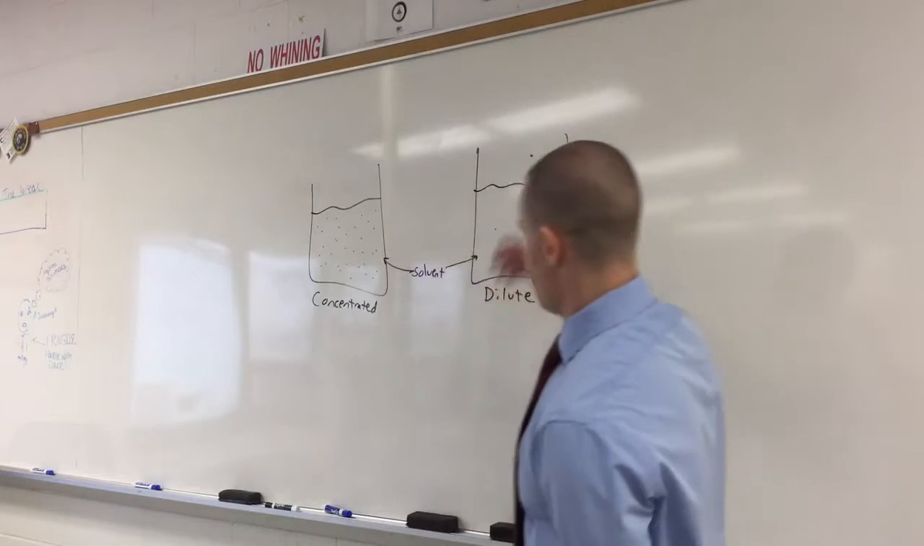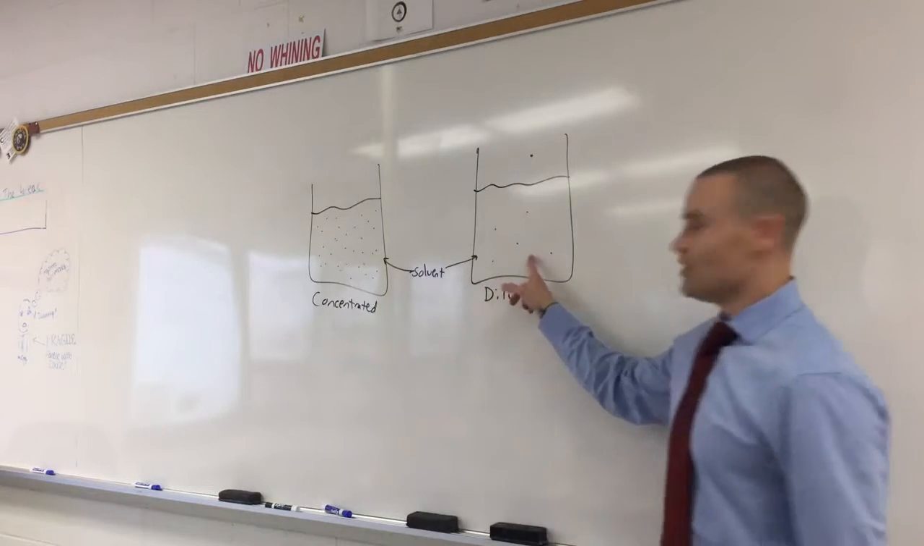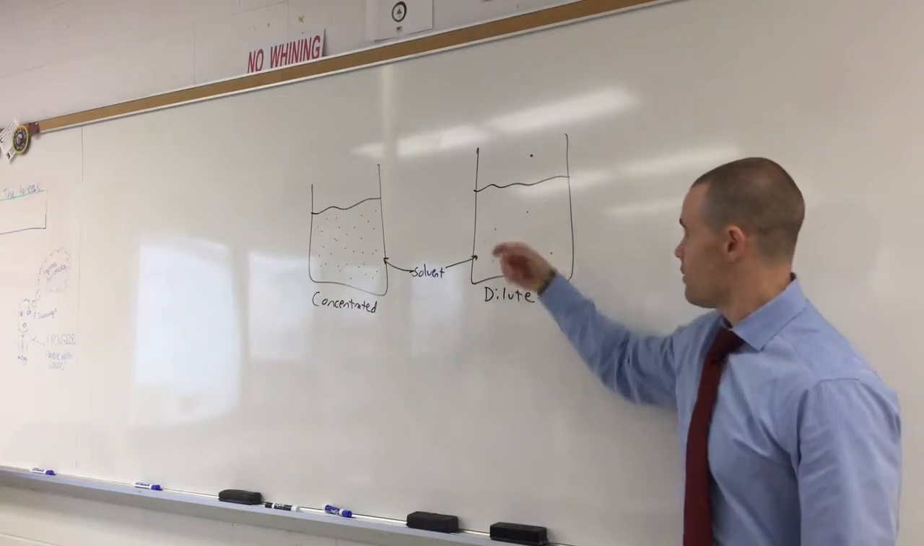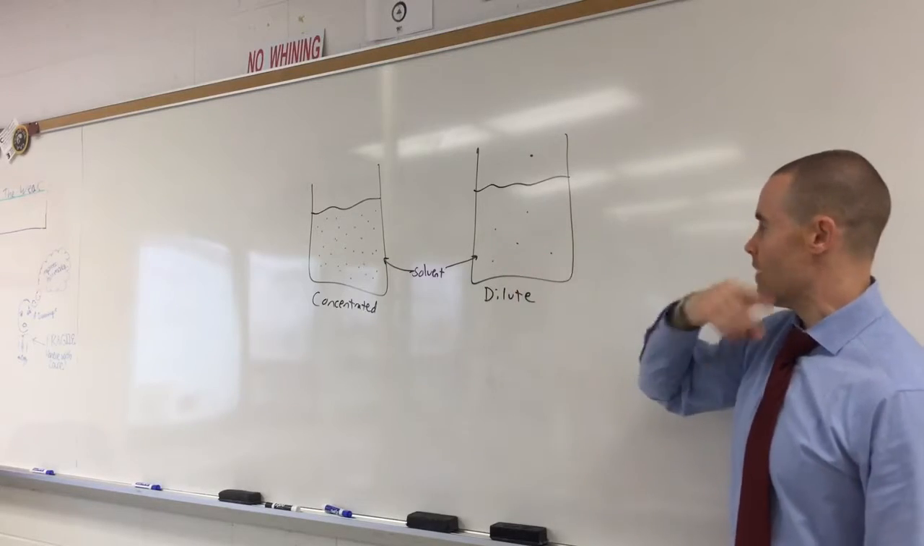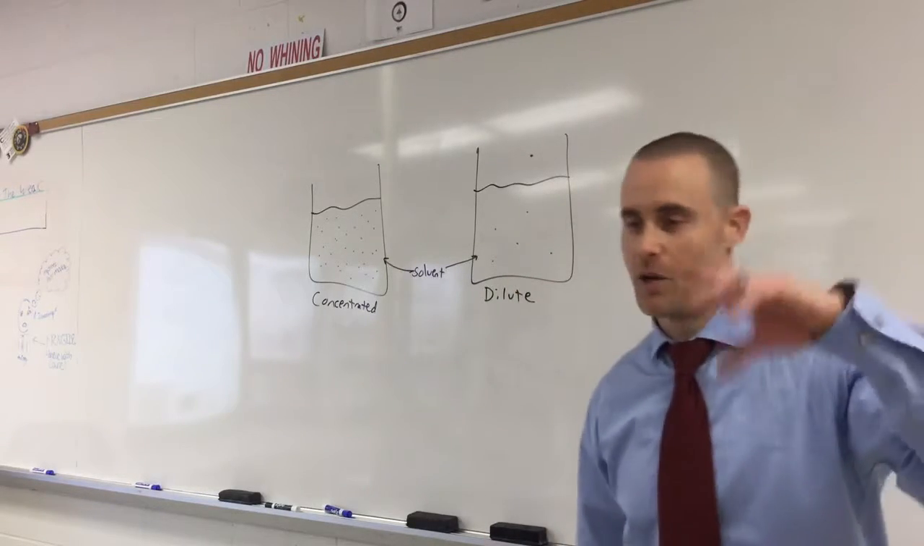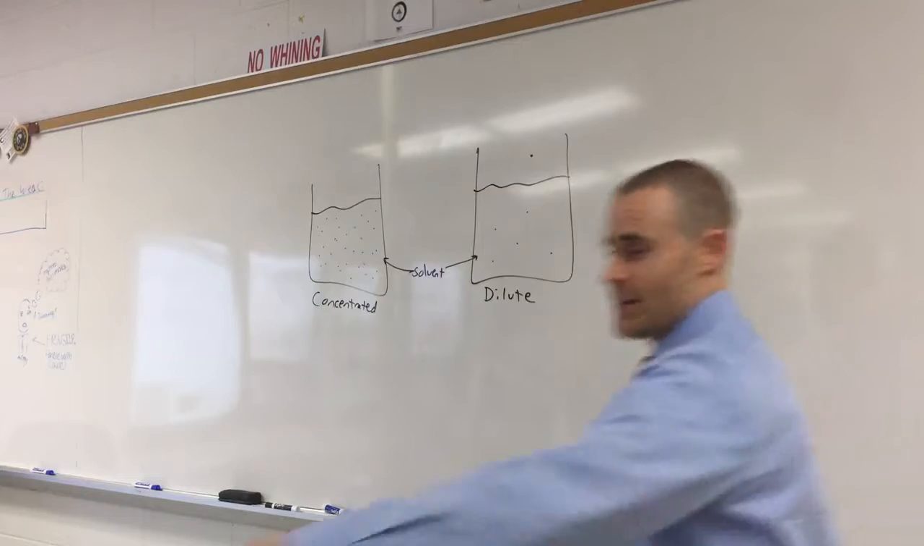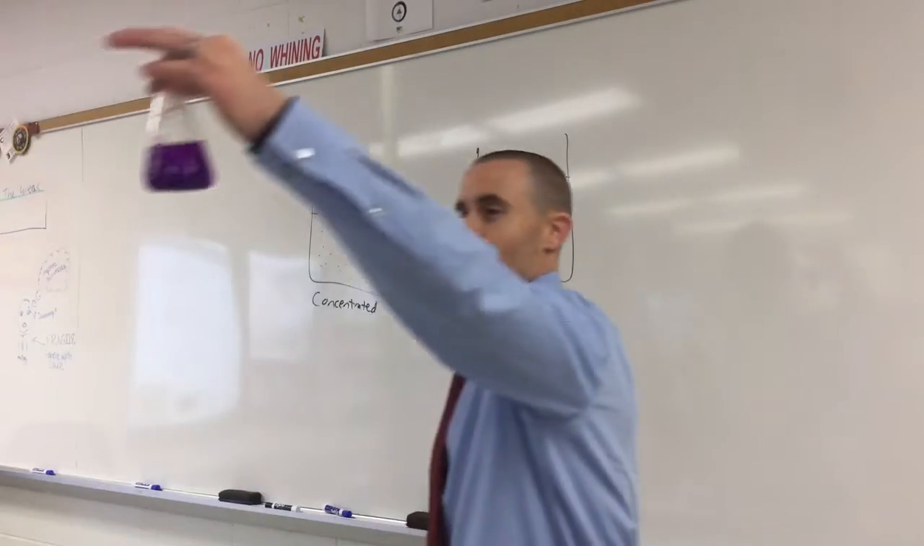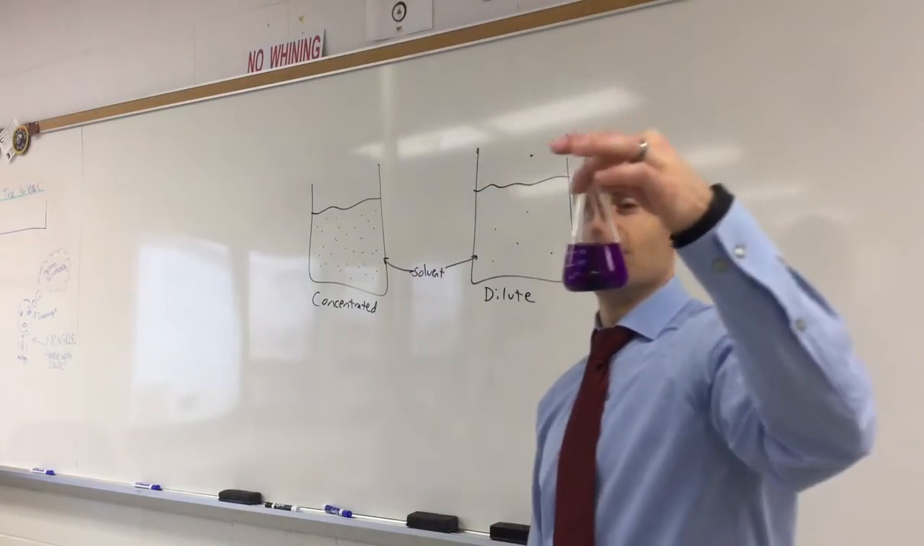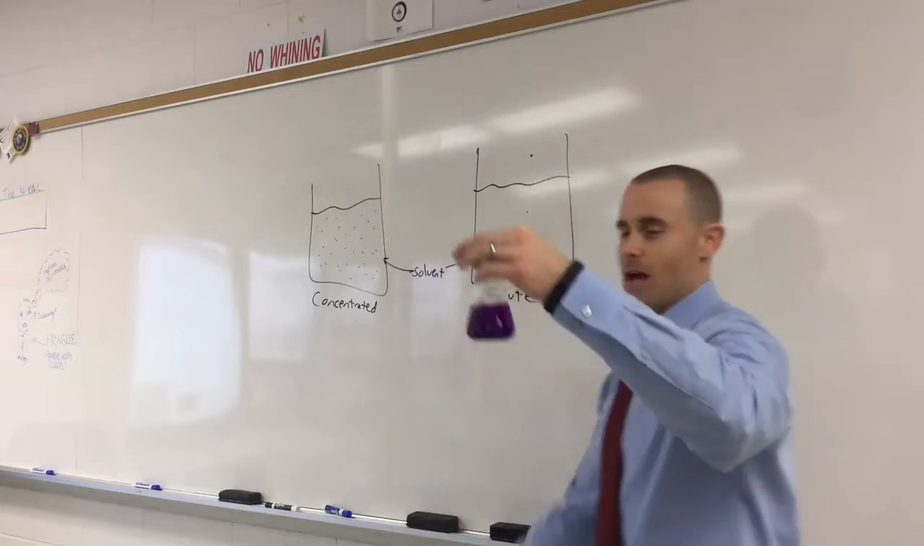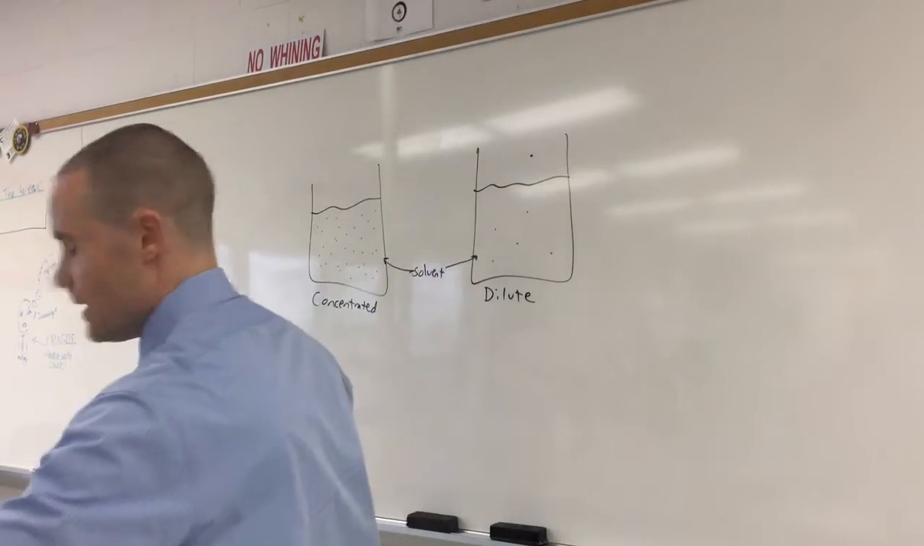Draw something similar in your notes. So dilute, the blue dots here are the solute. That's what's getting dissolved. That could be like salt particles or sugar, whatever dissolves in water. And in this case right here, this purple stuff is called potassium permanganate. So those dots could be potassium permanganate particles.